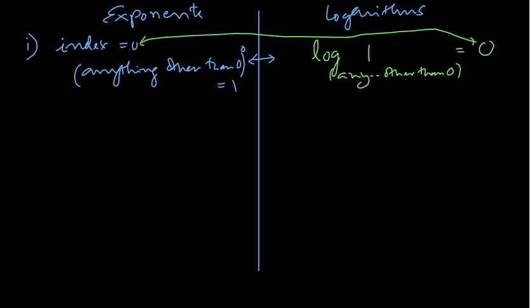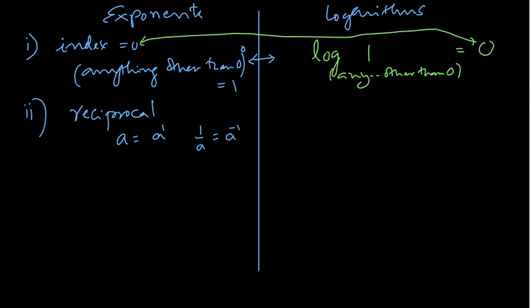Okay, the second one is, this is called a reciprocal property. So reciprocal means a is considered a to the power of 1, 1 by a is considered a to the power of minus 1. Okay, so a is considered a to the power of 1 and 1 by a is a to the power of minus 1.